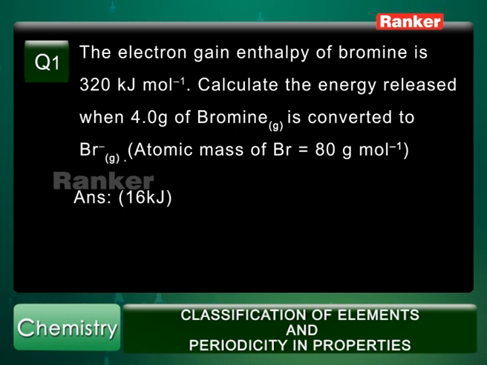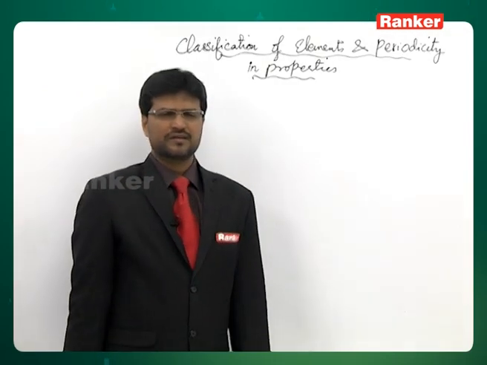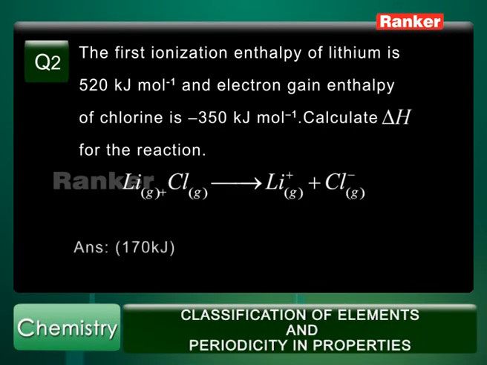Well, this was question number 1. The correct answer we got is 16 kilojoules per mole. It's just a matter of finding out the number of moles of bromine and multiplying with the electron gain enthalpy. Well, question number 2. The first ionization enthalpy of lithium is 520 kilojoules per mole and the electron gain enthalpy of chlorine is minus 350 kilojoules per mole. Calculate delta H for the reaction.